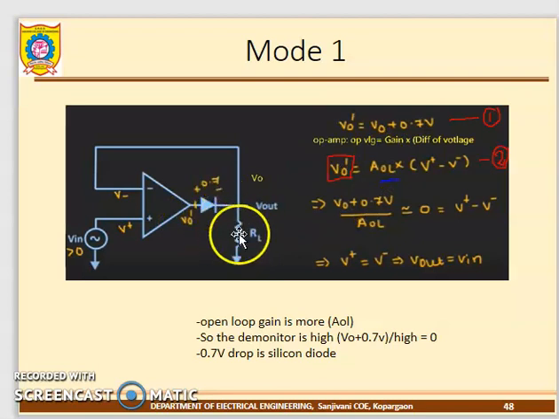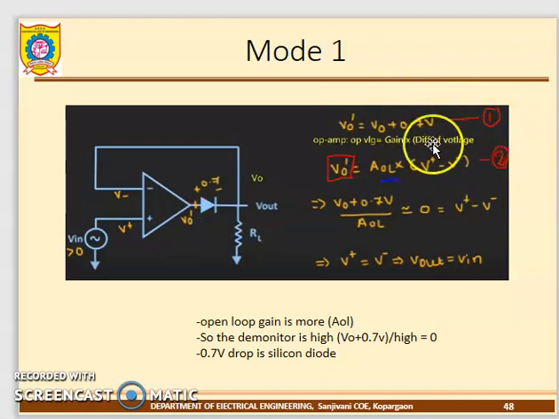This op-amp output is given to the diode as well as the load. For example, your father gives 50 rupees to give to your sister, but you take 7 rupees as a transfer charge and give the remaining 43 rupees. So 50 rupees equals 7 rupees plus 43 rupees, where 7 rupees is the voltage drop, the consumption drop. So V naught dash equals V naught plus 0.7 volt.